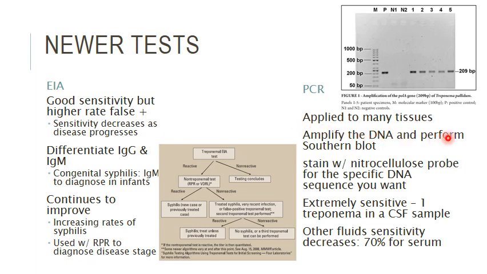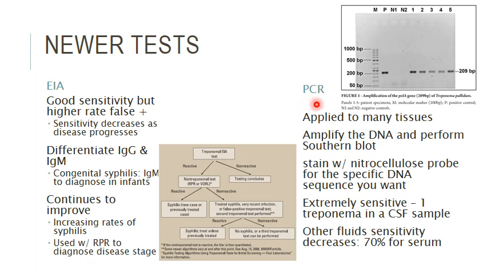What they do is they amplify bacterial DNA and they perform Southern blot to separate it. Once that DNA is amplified and separated, you stain it with a probe for the specific DNA sequence that you are looking for. So if it's pallidum, that's what you're going to stain for. Obviously this is extremely sensitive, and this is one of those things that they're thinking about using for CSF.